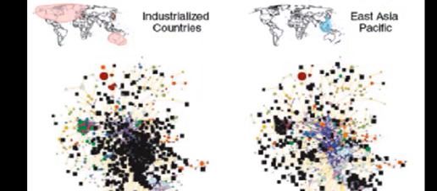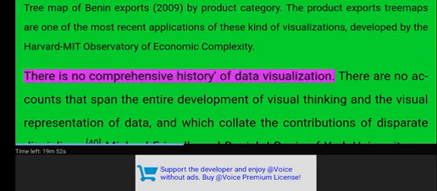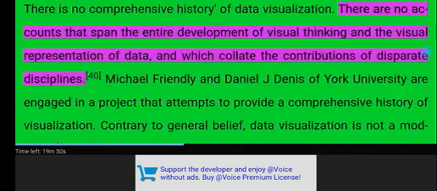Tree map of Benin exports 2009 by product category. The product exports tree maps are one of the most recent applications of these kinds of visualizations, developed by the Harvard-MIT Observatory of Economic Complexity. There is no comprehensive history of data visualization. There are no accounts that span the entire development of visual thinking and the visual representation of data, and which collate the contributions of disparate disciplines.